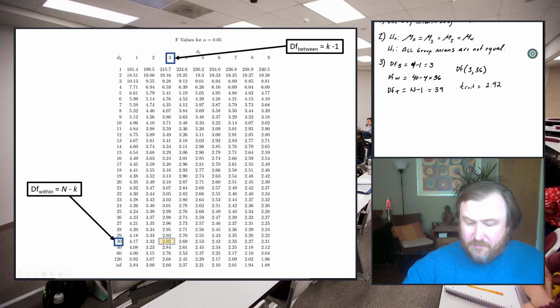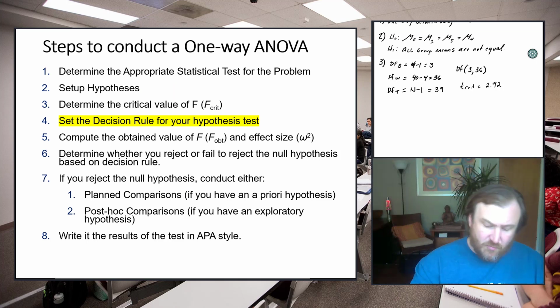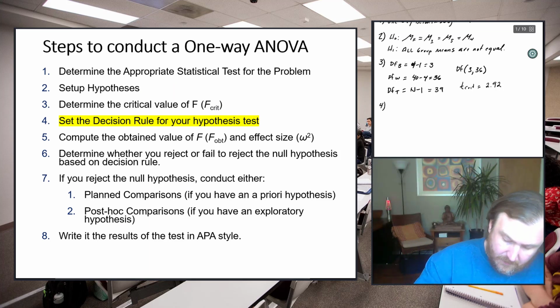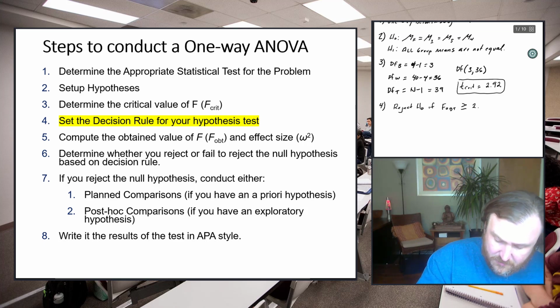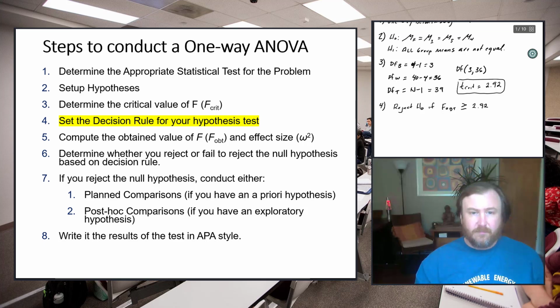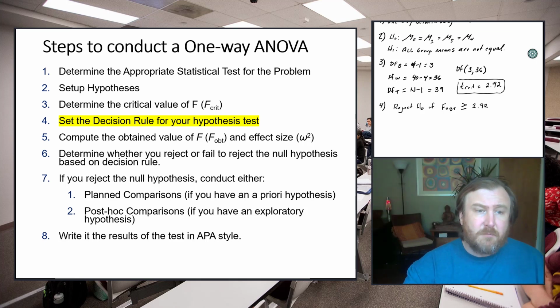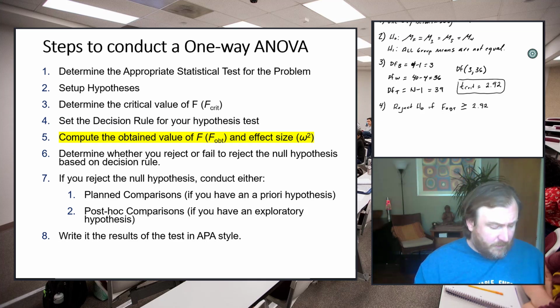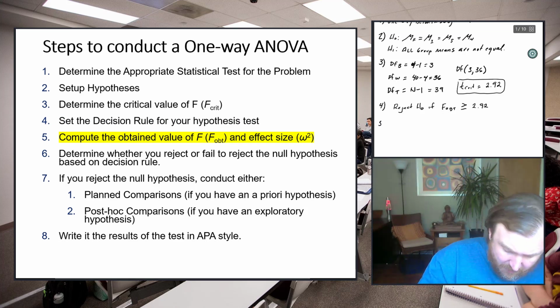Okay, so then after this, we need to set our decision rule. We're going to reject the null if F obtained is greater than or equal to 2.92. Okay, the next step, and this is going to be a bigger step, is to compute the obtained value of F. So this is going to be part 5.